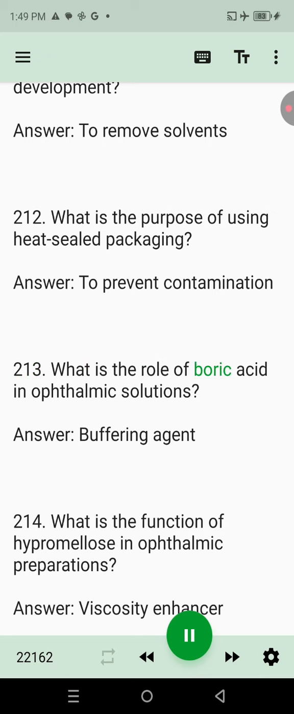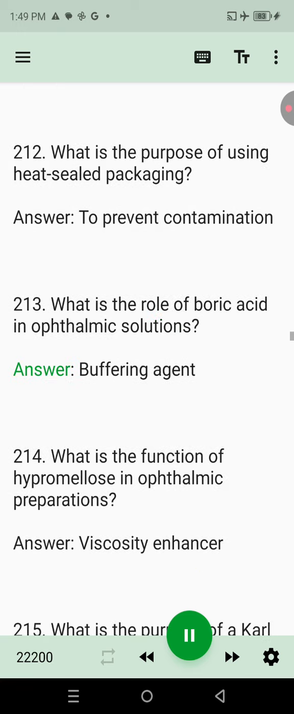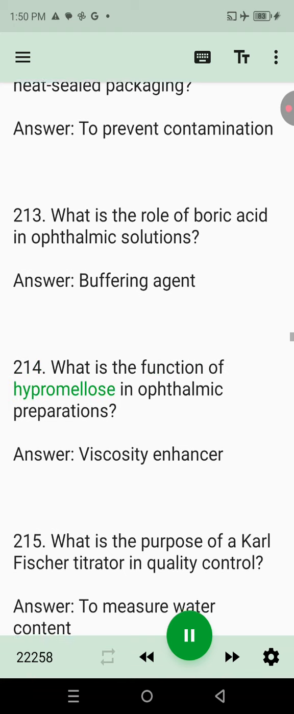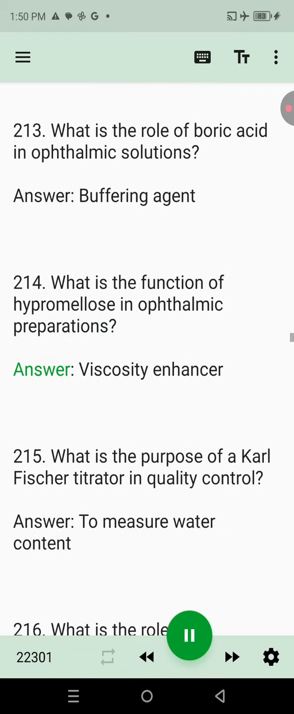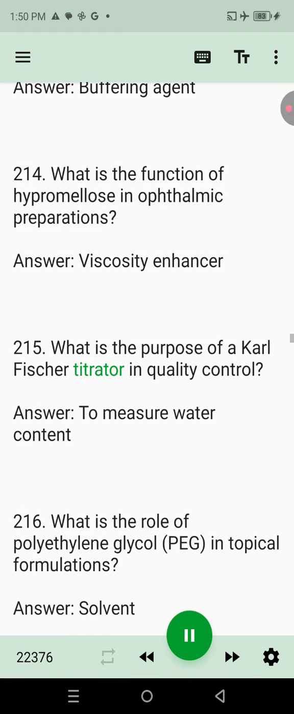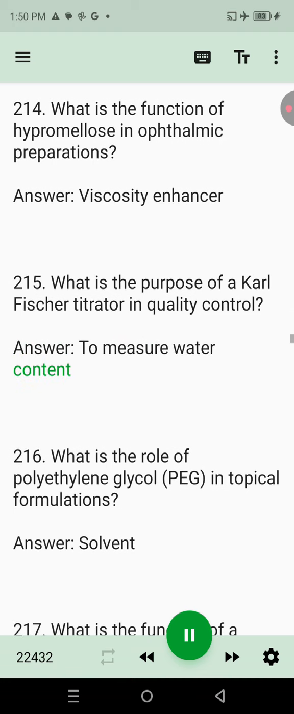213. What is the role of boric acid in ophthalmic solutions? Answer: buffering agent. 214. What is the function of hypromellose in ophthalmic preparations? Answer: viscosity enhancer. 215. What is the purpose of a Karl Fischer titrator in quality control? Answer: to measure water content.